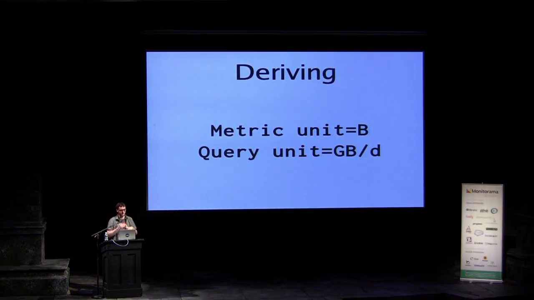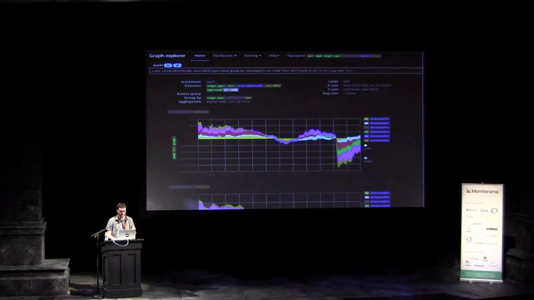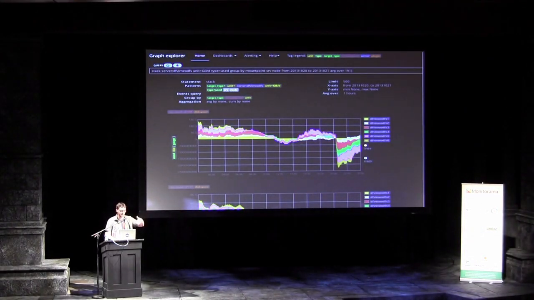Then the other example that I actually use often is if you have metrics with a unit in bytes, because it's like a gauge of disk space, but you query it for gigabytes per day, then it's actually automatically going to derive the data. And like this, I can see the rate of change on a graph per mount point, how all my different servers gain or lose free space.